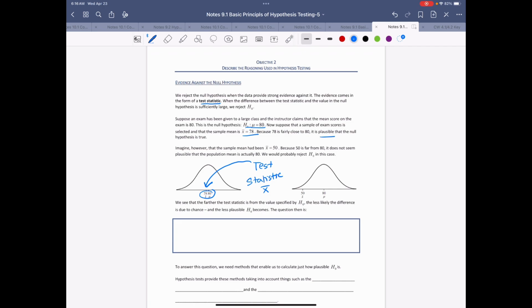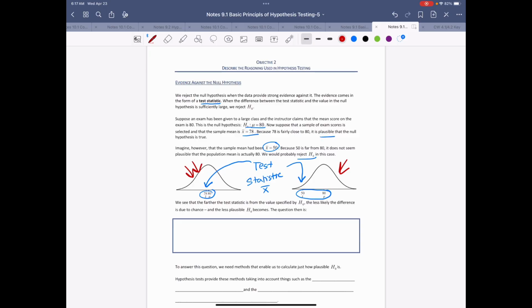Imagine, however, that you'd taken a sample and the sample was 50. 50 is far from 80. It doesn't seem plausible that the population mean is actually 80. We would probably reject H0 in this case. So when you look at this one, look at how far 50 is from 80. That does not seem plausible, that mu could be 80 and we could get a sample result of 50. So if you look at this one, I would probably have enough evidence to reject H0 if X bar is 50. If you look at this one, when X bar is 78, I probably would not reject H0.